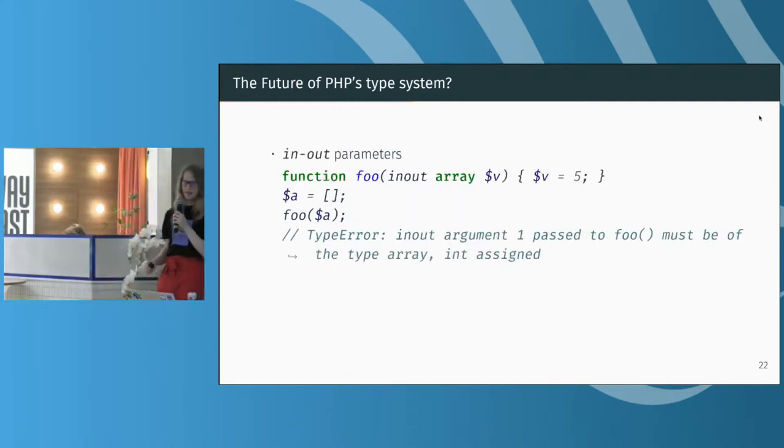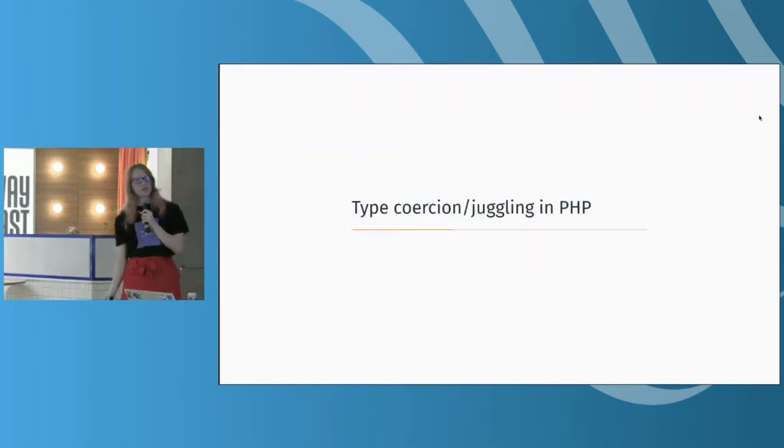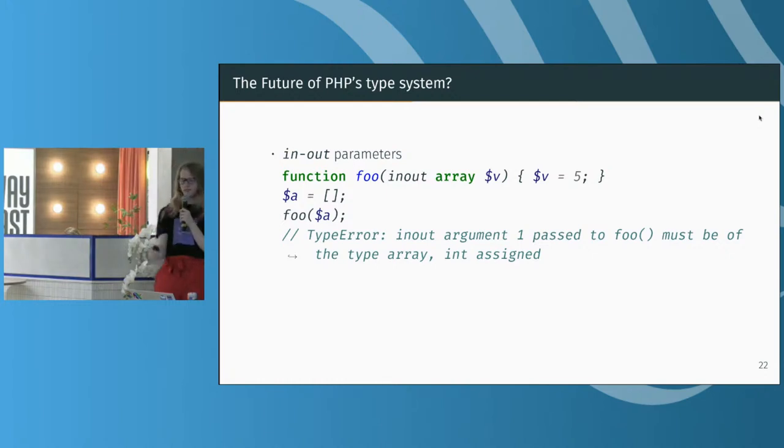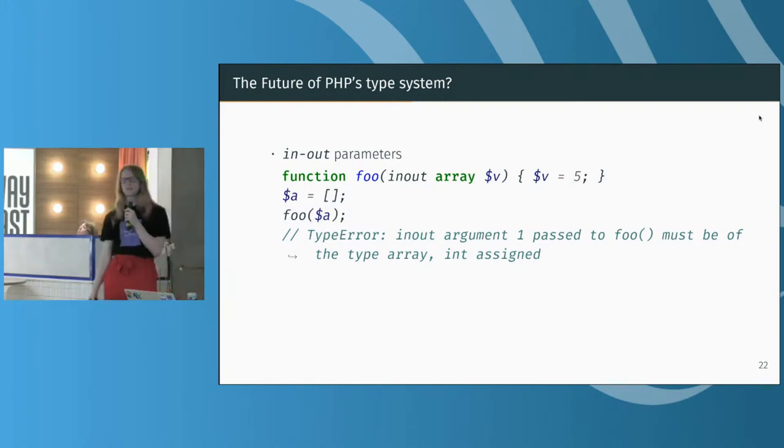In-out parameters, that's more to fix a problem with references. So the idea would be if you say I have an in-out parameter of array, if I try to change the value of my variable, it would raise a type error because it must be constrained to be an array. Because currently, I didn't put the example out, but currently, if you just have a reference, with the ampersand in front of the V, you can't actually change the type of your reference that you're passing in because the type check is only done at function entry and not at function exit. So yeah, slightly problematic.